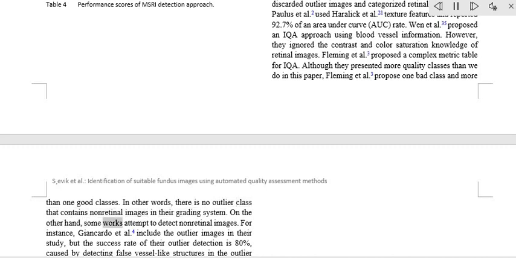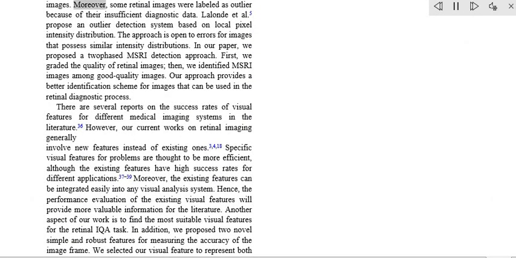On the other hand, some works attempt to detect non-retinal images. For instance, Giancarlo et al. include the outlier images in their study, but the success rate of their outlier detection is 80%, caused by detecting false vessel-like structures in the outlier images. Moreover, some retinal images were labeled as outlier because of their insufficient diagnostic data. Lalonde et al. propose an outlier detection system based on local pixel intensity distribution. The approach is open to errors for images that possess similar intensity distributions.